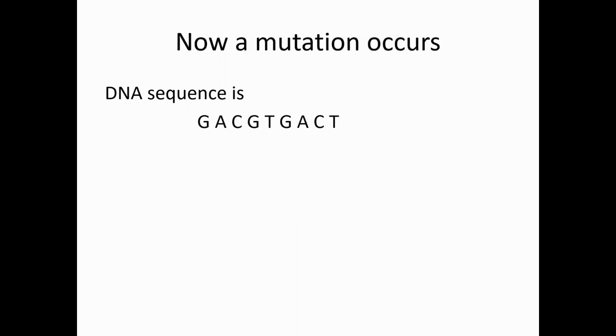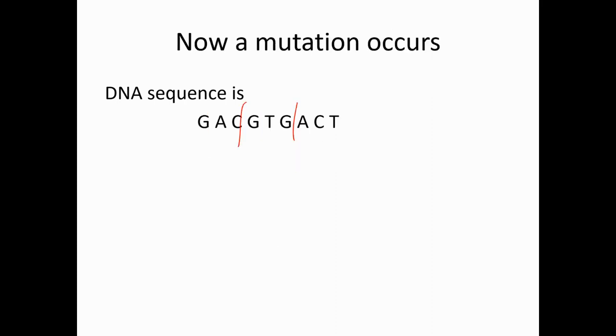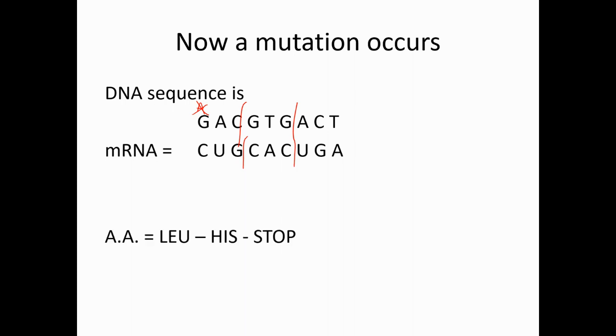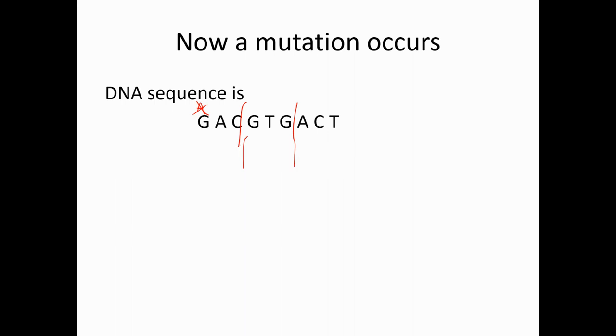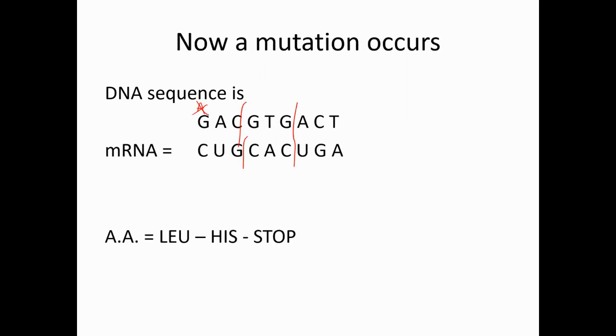Now, a mutation occurs. So I go 1, 3, 1, 2, 3. If I go back, that first one's the A's. This was an A, and now it became a G. So we get our messenger RNA strand. It looks like that, and our amino acids. And so the amino acid sequence, if you go back real quick, leucine, histidine, and stop, is now leucine, histidine, and stop.